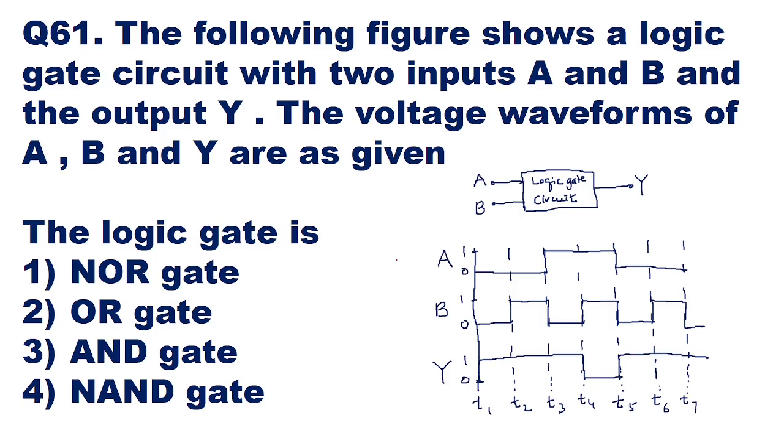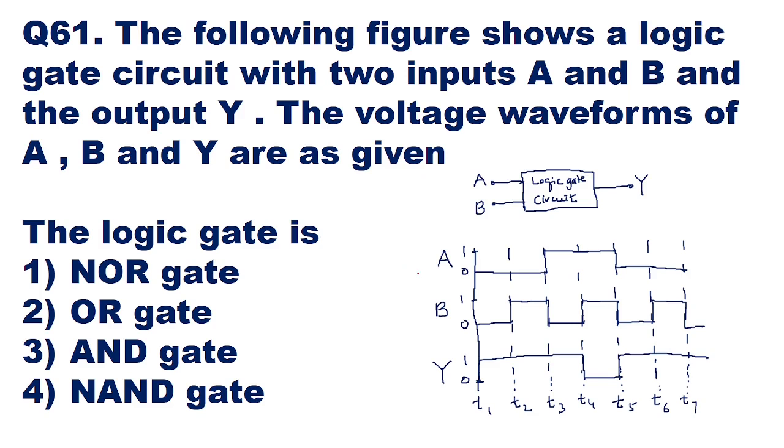Now here in this question it is asked that the following figure shows a logic gate circuit with two inputs A and B and the output is Y. The voltage waveforms of A, B and Y are given in the figure. Now according to this voltage waveform, the level of the voltages in the waveform, we have to find out which logic gate does this waveforms represent, whether it is NOR gate, OR gate, AND gate or NAND gate.